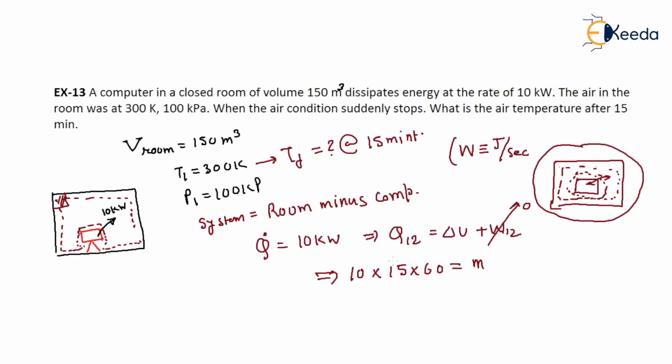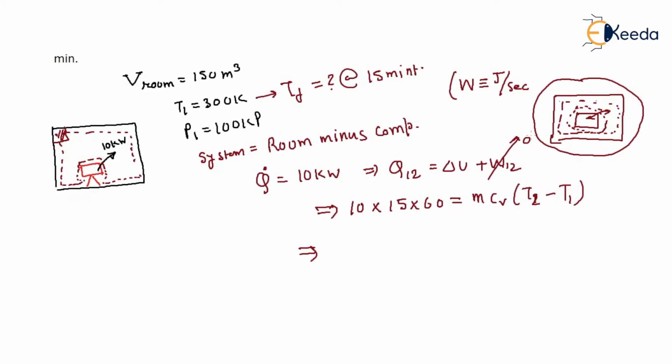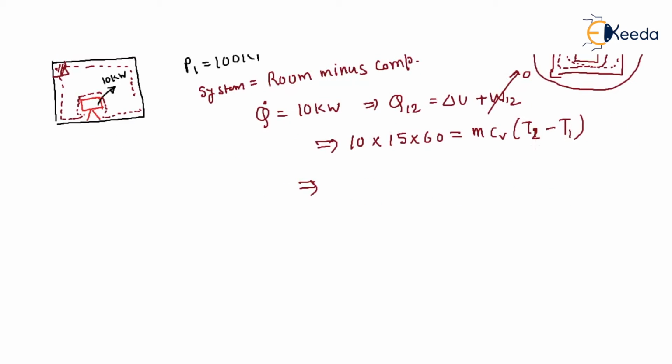M, constant volume CV, final temperature T2 minus T1. So if you have T2, you don't have a T2. Why? Because T2 is the value to be found, and T1 you have. But what is the mass? For mass, we know that in the room there is air.